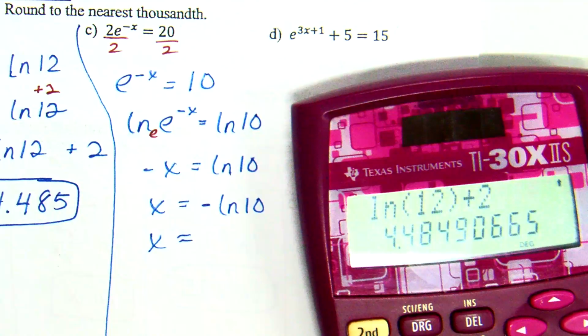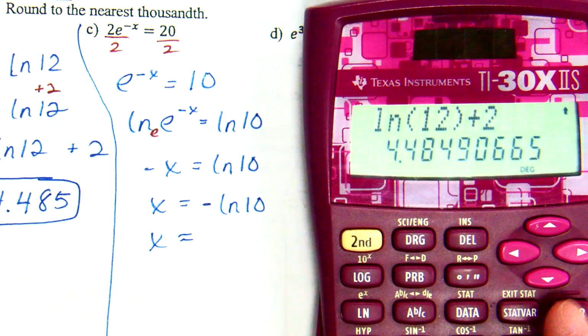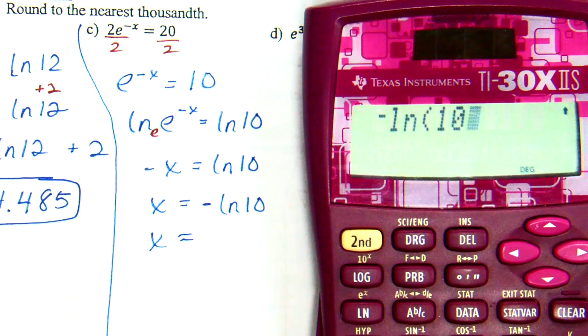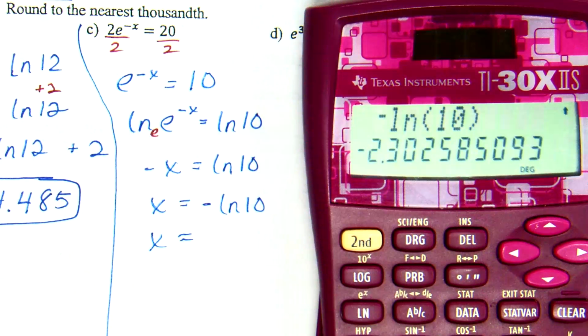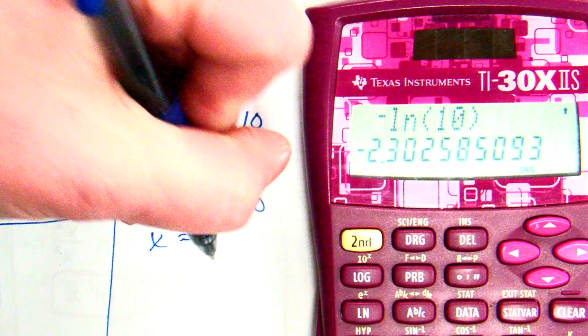There's my calculator answer. I would calculate like yours, do your natural log of 10. So you probably do 10, then your natural log button, right? Hit equals, and then multiply by negative 1 or divide by negative 1. So negative 2.303. Yeah.